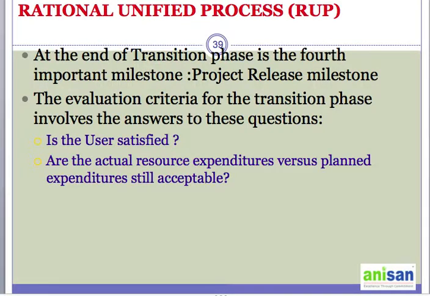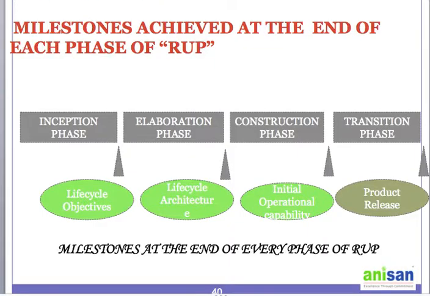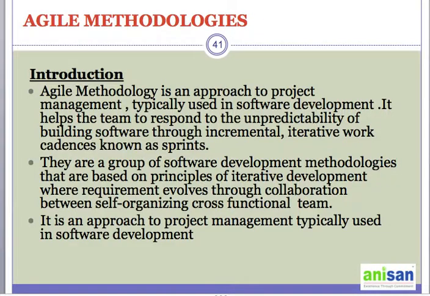All right. Here is a diagram which talks about the milestones achieved. You see the inception phase with life cycle objectives, elaboration with architecture, the construction phase with initial operational capabilities, and the transition phase with product release. So these are the milestones.